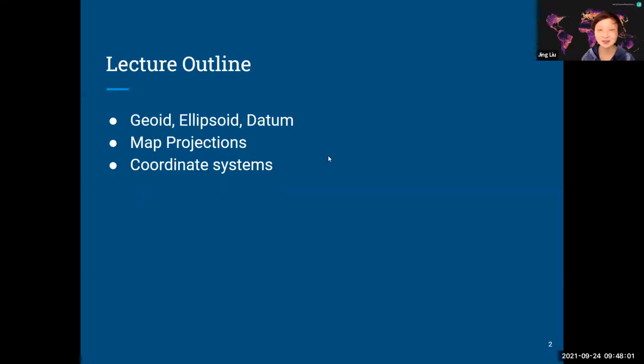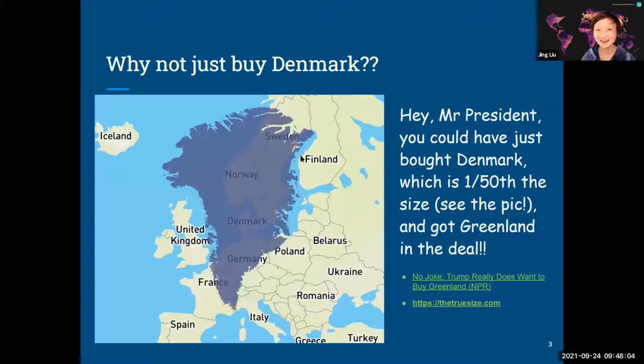So let's get started with geoid. Here, just some jokes for our live lecture. Okay, so you can see, I think it's in 2019 or 18, President Donald Trump wanted to buy Denmark, but you can see on the map, he wanted to buy Greenland, but Greenland belongs to Denmark, right? If you put Greenland and Denmark side by side, you can see Greenland is larger than Denmark, right? So you just need to buy Denmark, which is 1/5 the size of Greenland, and you can get a great deal, right?